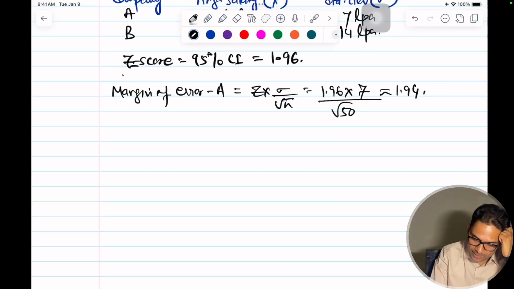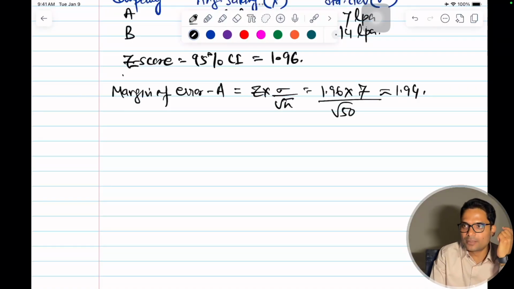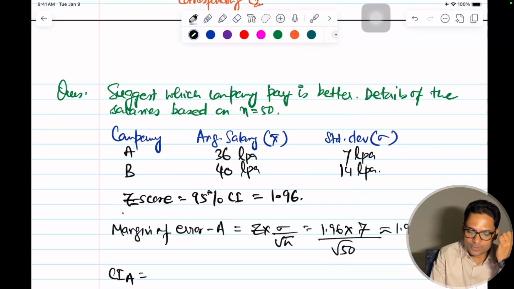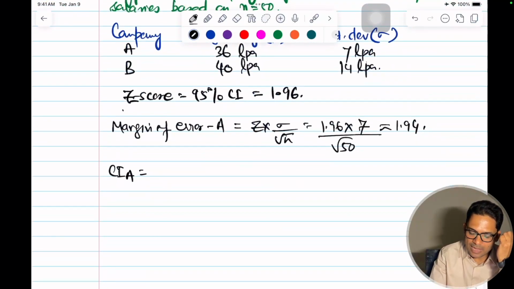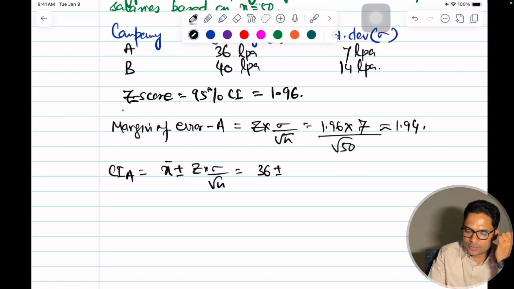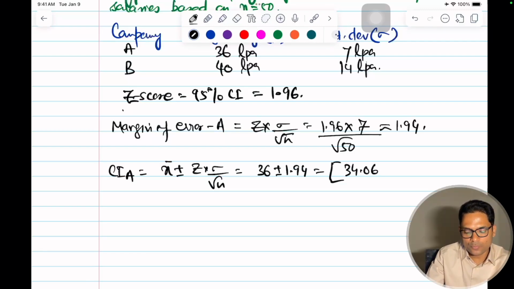Okay, similarly, what will be the confidence interval for A? This will be equal to my mean average salary x bar plus minus Z into sigma by root n. So my mean is 36 plus minus 1.94. This will give me the confidence interval. So this will be 34.06 to 37.94.